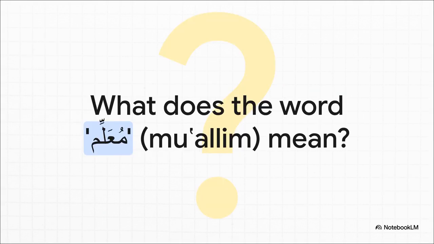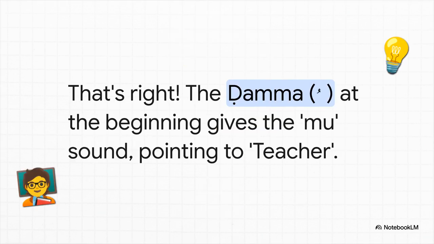Let's do another one. What about the word mu'allim? Same deal. Just let the vowels guide you. What sound do you get from that first little symbol, that dhamma, right at the start? That's it, exactly. It means teacher. The clue was right there at the start. That dhamma gives us the oo sound, which makes the word begin with mu. See, you're already starting to pick up on the patterns.